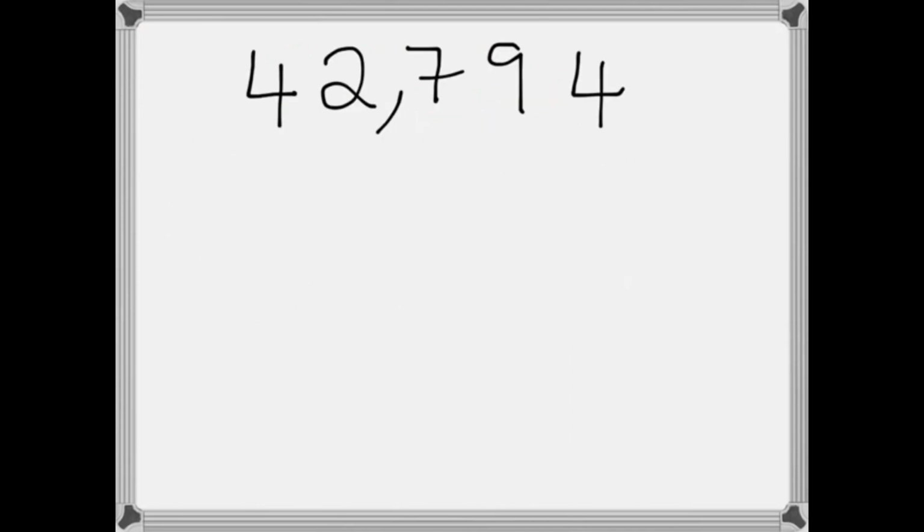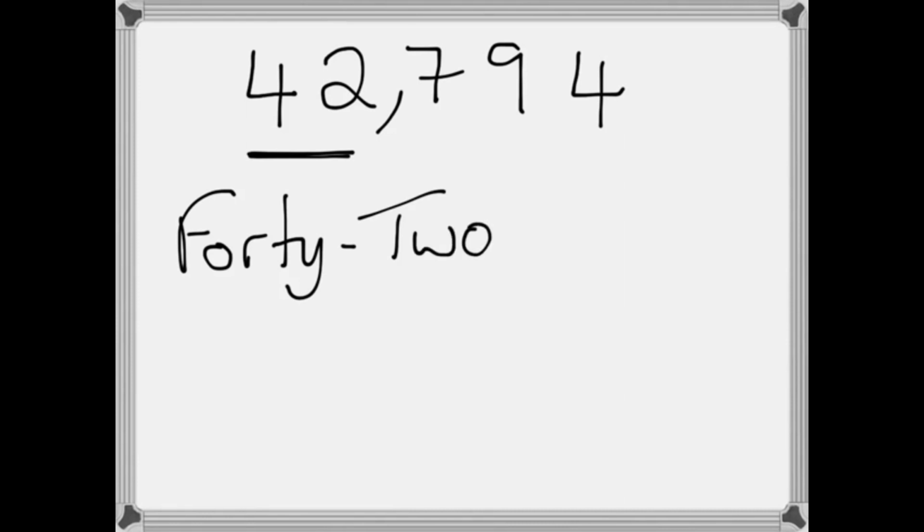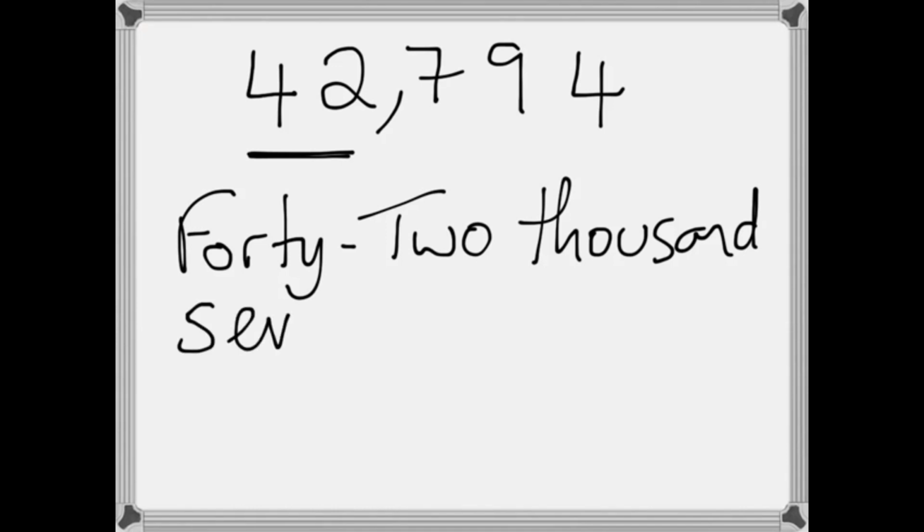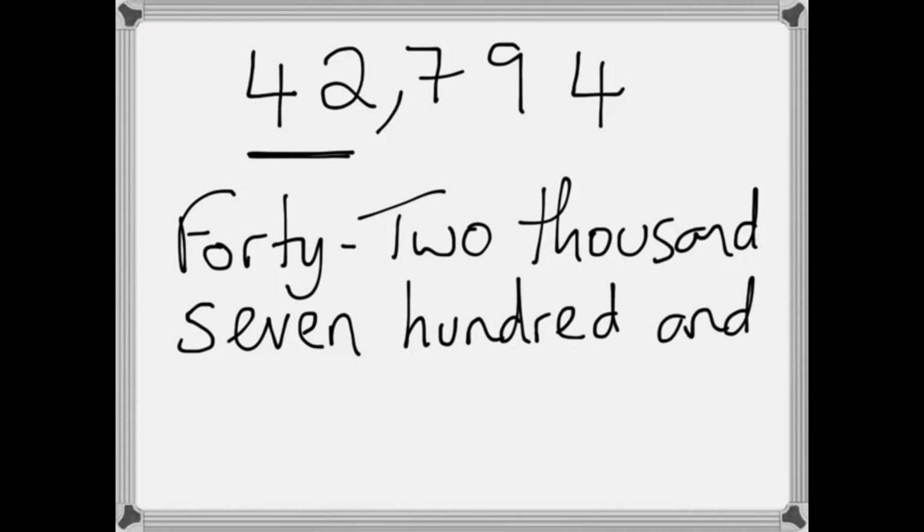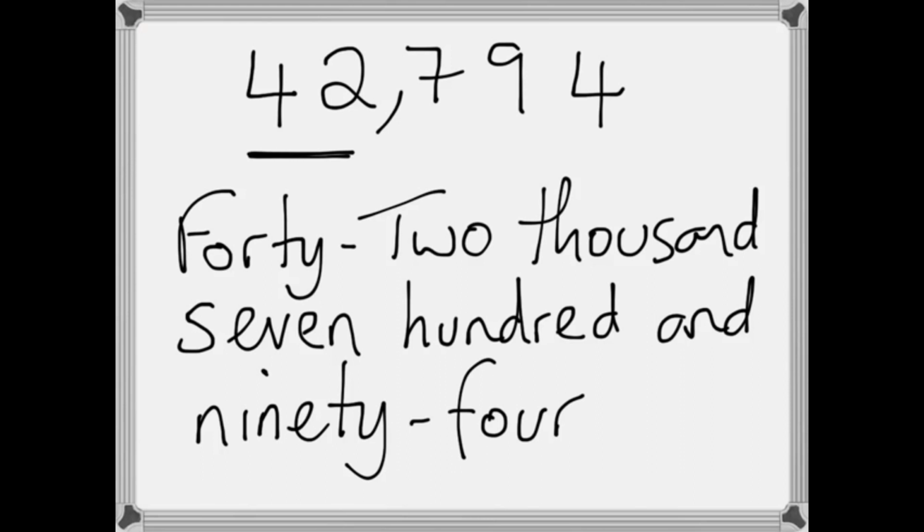Not too difficult if we just break it up. How many thousands have we got here? We've got 42,000, 700, and 94. 42,794.